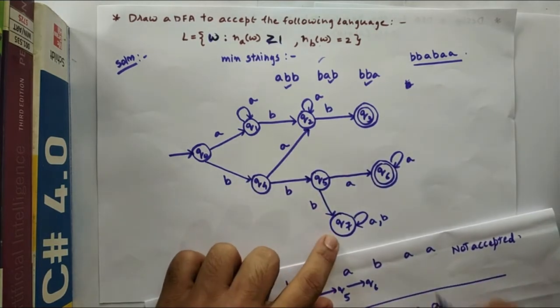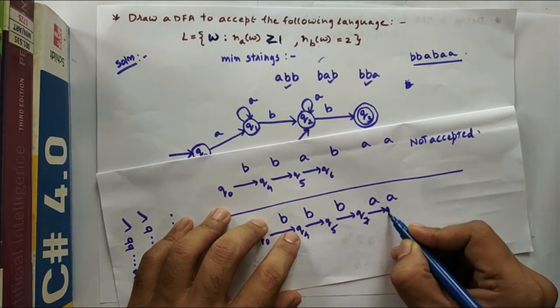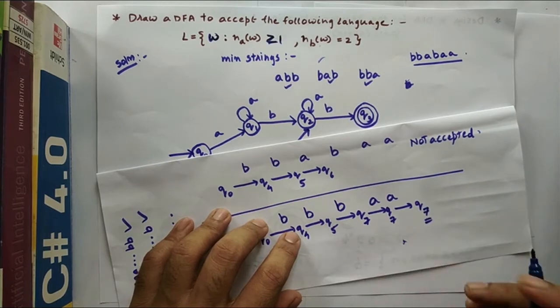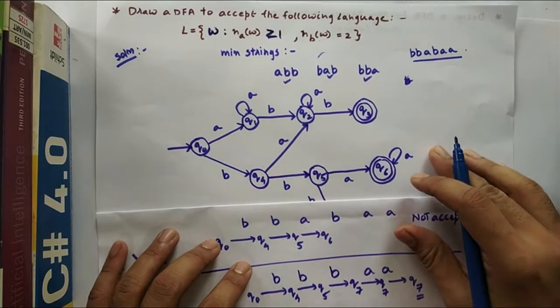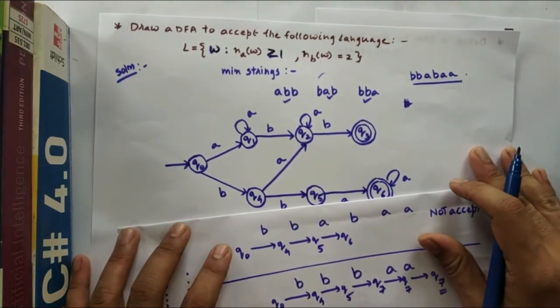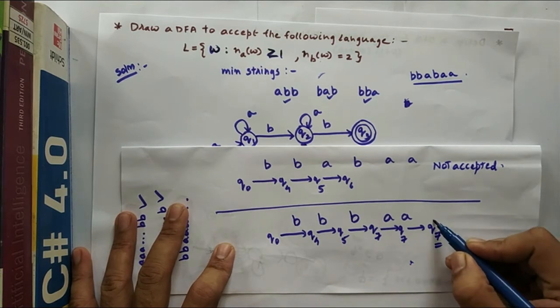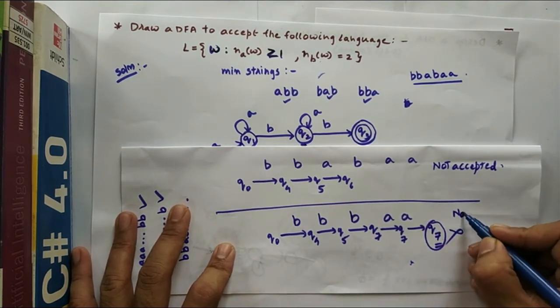Now in Q7 state, with any more number of A's, where will you stay? You will stay always in Q7. You will never be able to come out of it. So that's a dead state. That means after reading the whole input string, when you check, have I reached the final state? No. So then also you say the string is not accepted.